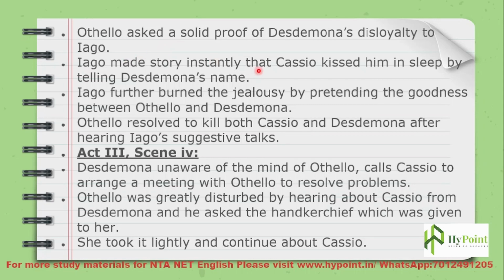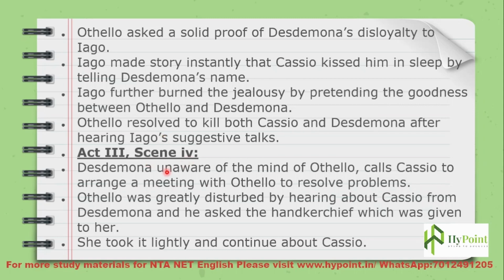Iago made up a story instantly, that Cassio kissed him in his sleep while saying Desdemona's name. When he was asked for solid proof of Desdemona's disloyalty, Iago made an instant story right there, that Cassio kissed him while he was sleeping and also said the name Desdemona while kissing him. So Iago further burned his jealousy by pretending goodness between Othello and Desdemona. He pushed Othello, creating such a burning mind inside him, that Othello ultimately decided to kill both Cassio and Desdemona after hearing Iago's suggestive talks about them.